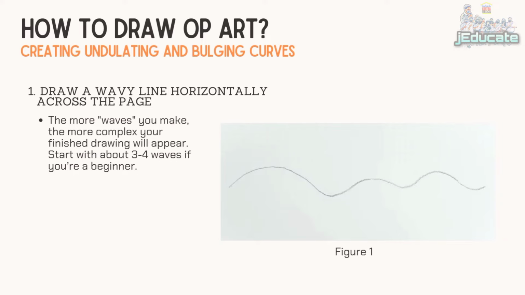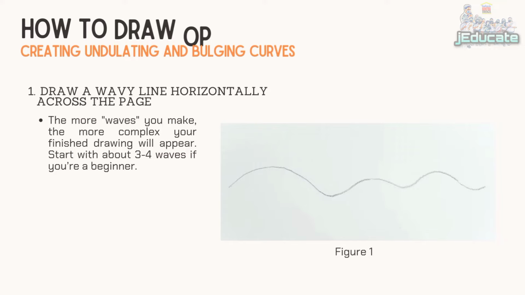How to draw op art, creating undulating and bulging curves. 1. Draw a wavy line horizontally across the page. The more waves you make, the more complex your finished drawing will appear. Start with about 3 to 4 waves if you're a beginner.